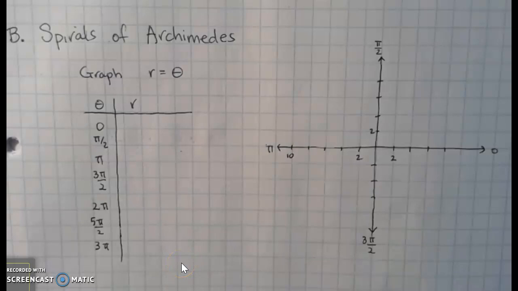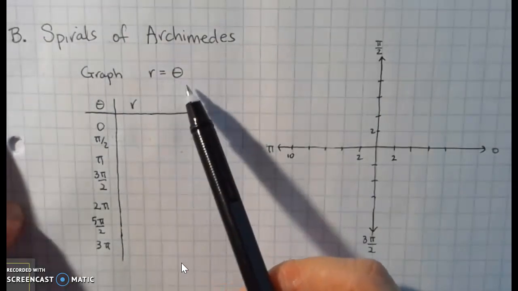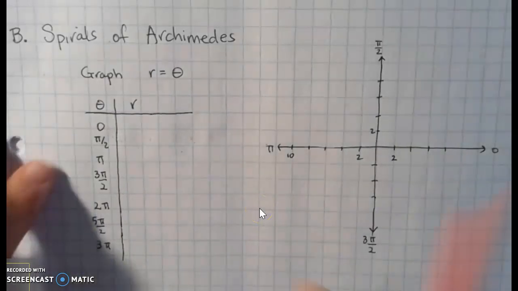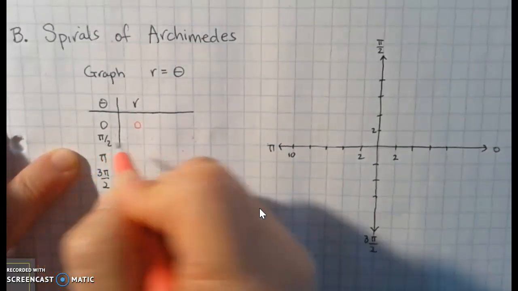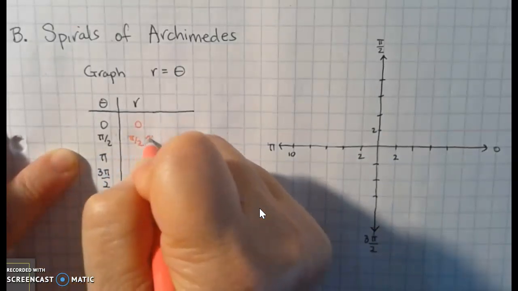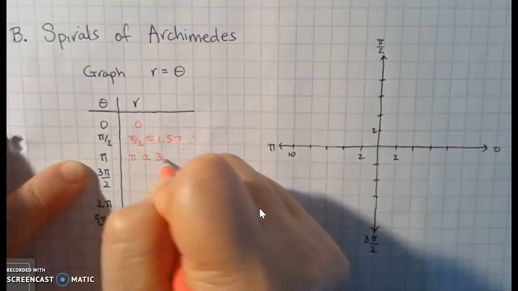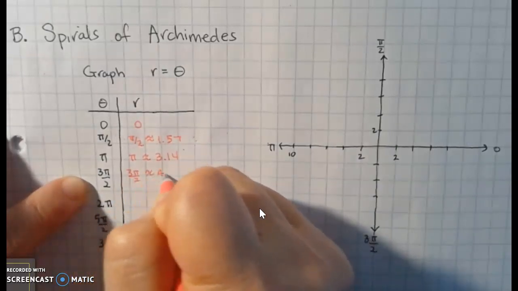Now we're going to be tackling the very last graph of polar equations, and that's called spirals of Archimedes. So to do that, we're going to just graph r is equal to theta. What that means is whatever the theta value is, that becomes my radius. So if theta is 0, radius is going to be 0. Pi over 2, that's 3.14 divided by 2, so approximately 1.57. Pi is approximately 3.14. 3 pi over 2 is approximately 4.71.